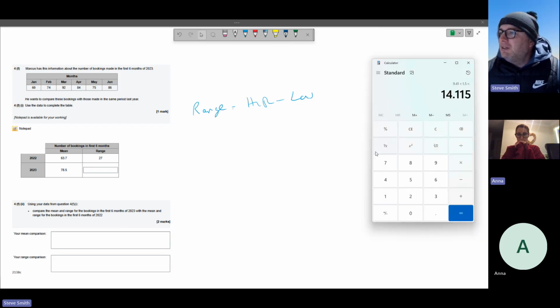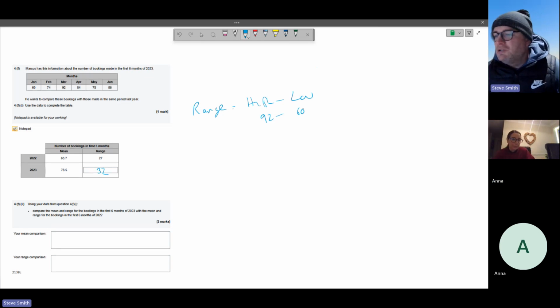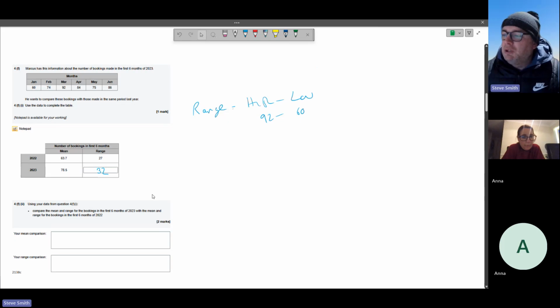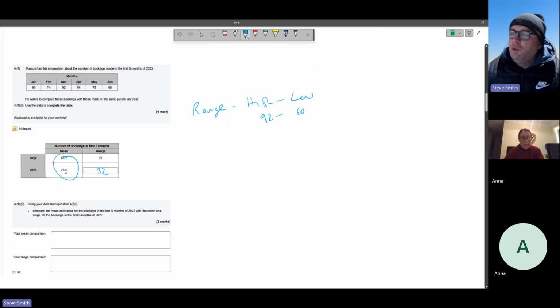So okay, the highest number here is 92. Don't know if I need a calculator, but I might use one, why not? Minus 60, even easier. So 92 minus 60, the range here will be 32. And then it says use your data to compare the mean and the range for bookings in the first 6 months. So your mean comparison. So mean here, we can see that 2023 is busier, with more bookings.